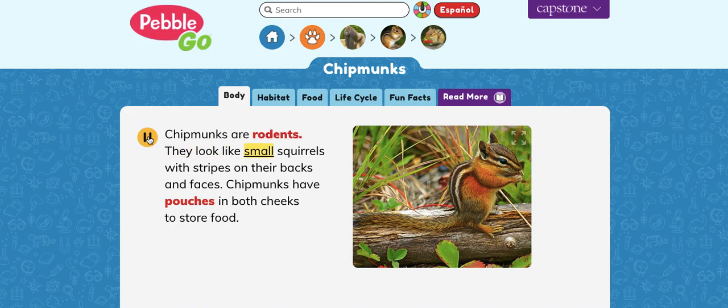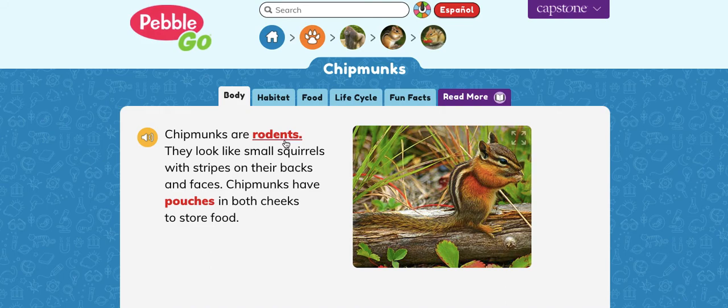They look like small squirrels with stripes on their backs and faces. Chipmunks have pouches in both cheeks to store food. Wasn't that interesting? Notice how every time they pronounced a word, it was underlined.